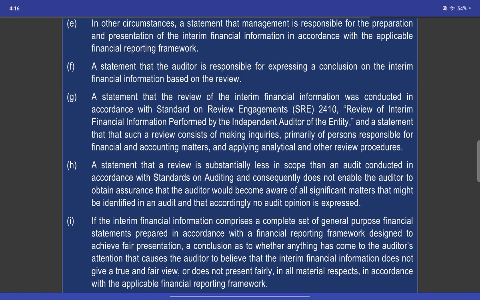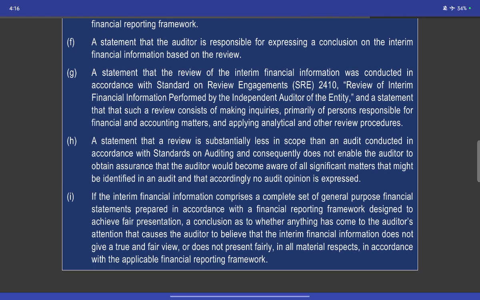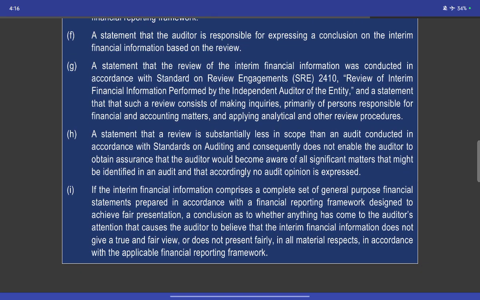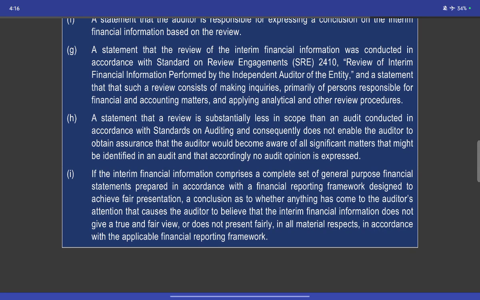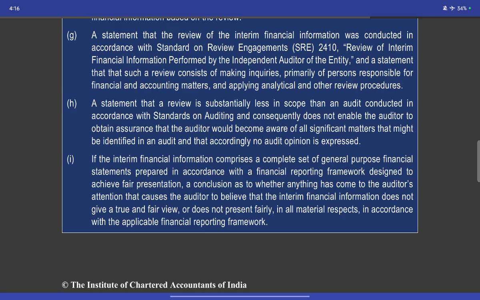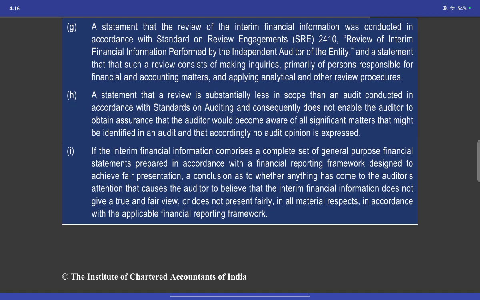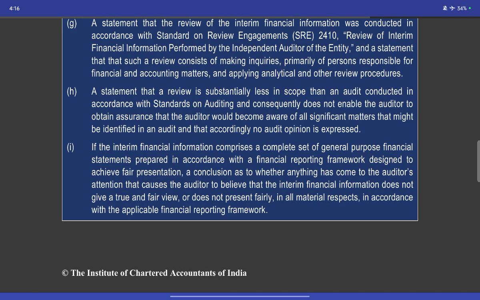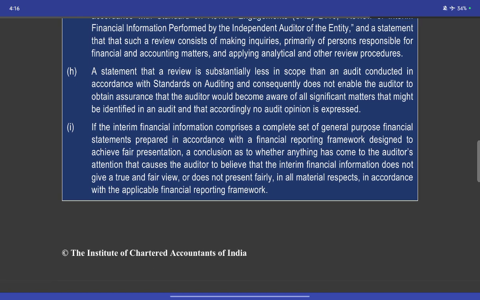A statement that the auditor is responsible for expressing a conclusion on the interim financial information. A statement that the review of interim financial information is conducted in accordance with the Standard on Review Engagements, performed by the independent auditor of the entity. A statement that such a review consists of making inquiries, primarily of persons responsible for financial and accounting matters, and applying analytical and other review procedures.